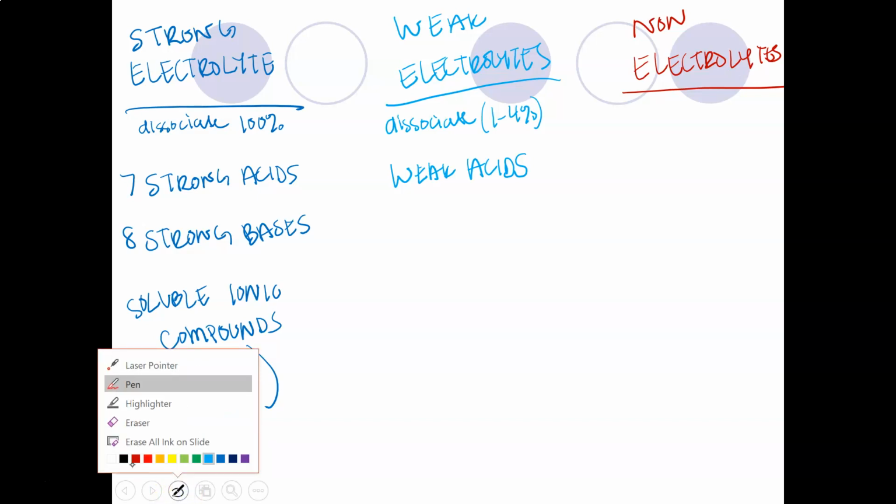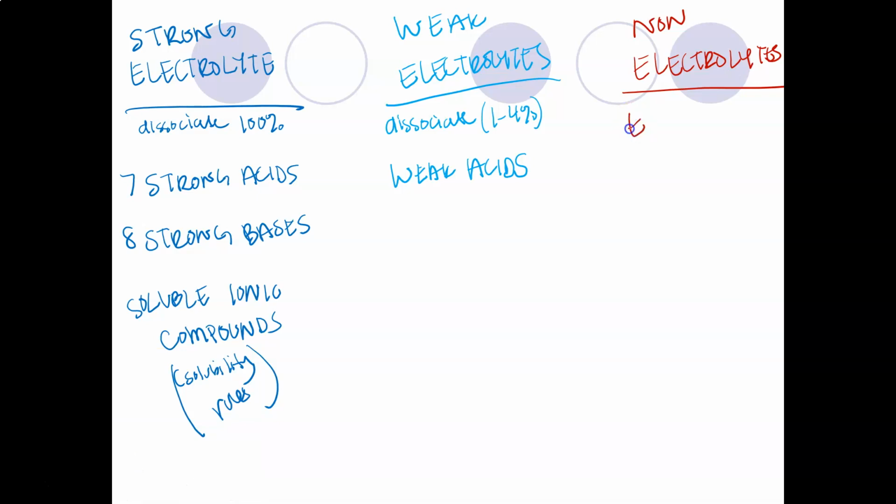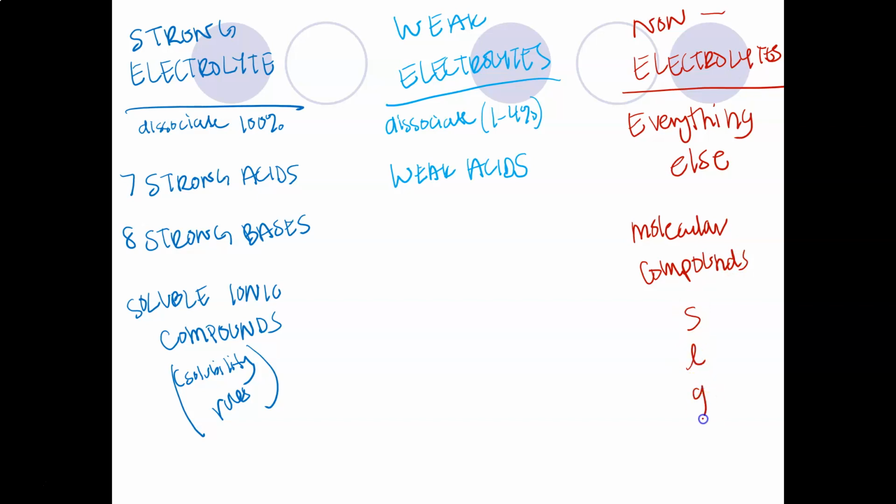And then for non-electrolytes, they're everything else. So the molecular compounds. And really for us, if it's a solid, a liquid, or a gas, it's going to be a non-electrolyte. If it's aqueous, it's going to be one of those 2 for us. Okay. So we'll come back and we're going to be practicing this a lot. We're not done with this part yet.